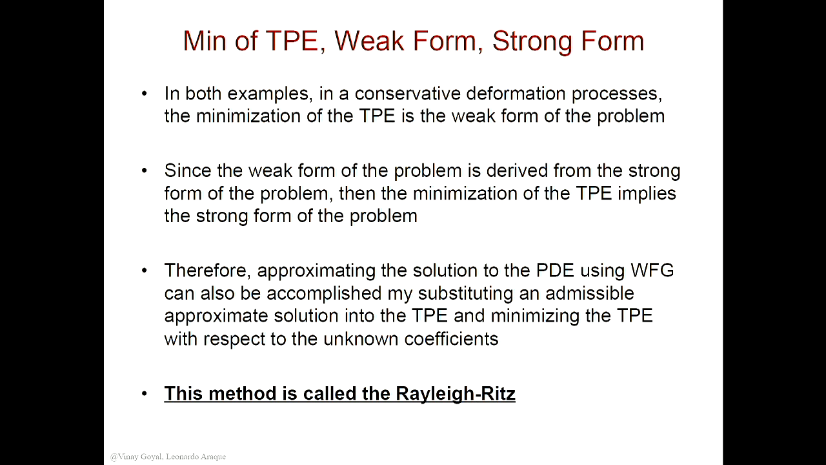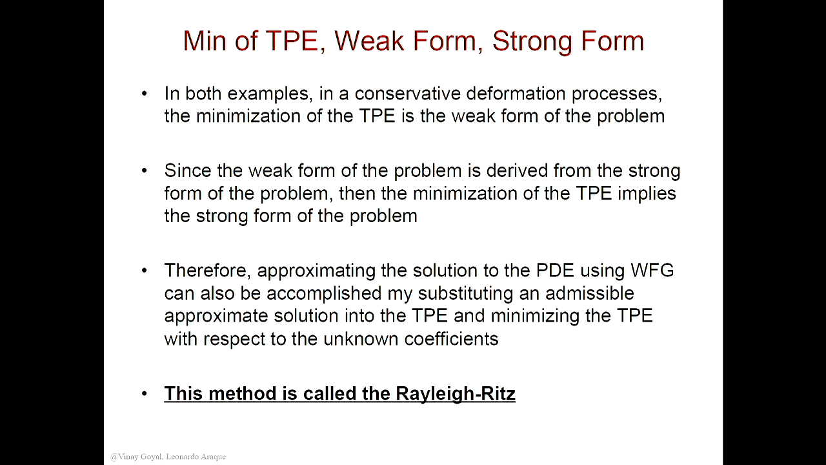So in both examples I provided you for the bar and the beam, it turns out that in a conservative deformation process, if you minimize the total potential energy, you get the weak form. And since the weak form, in the first place, was derived from the strong form, that tells you that the minimization of total potential energy, in fact, implies the strong form of the problem. They're all connected.